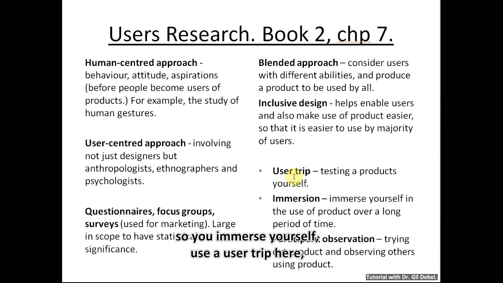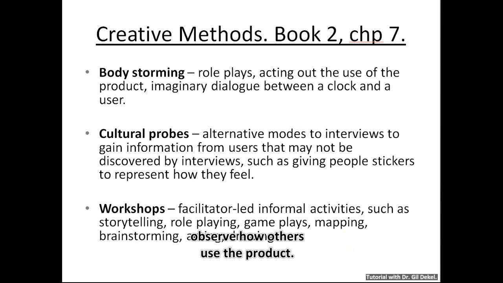Use a user trip. Here, when you opt for participant observation, you participate in the use of the product, but you also observe. You also observe others that are using the product. So participant observation could be named participant and observation. You become a participant and you also observe how others use the product.